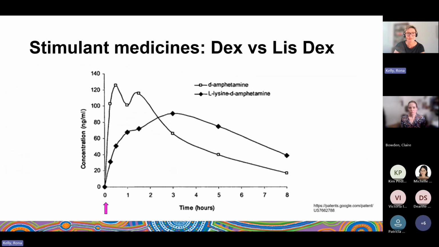And with lisdexamfetamine, what you can see is one dose of dex as compared to one dose of lisdex. So lisdexamfetamine is an inactive prodrug of dexamphetamine. So it's essentially dex combined to a lysine molecule. So that's absorbed and then it's hydrolyzed into its two parts, so lysine and active dexamphetamine. And so because of that link between lysine and dex, it means it's protected from the first pass.